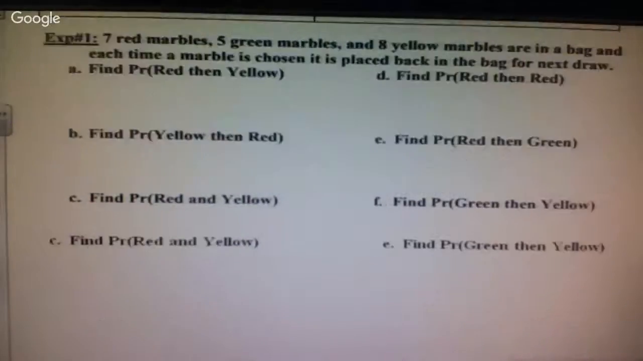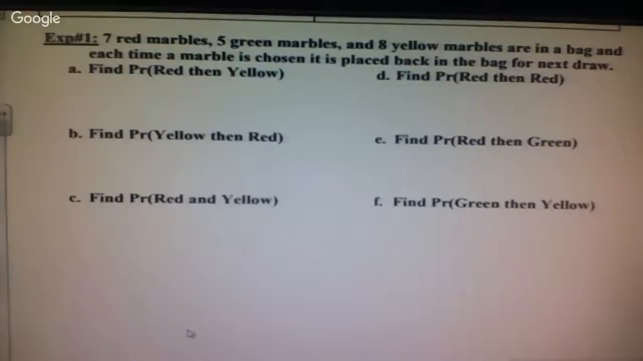Okay, so let's take a look. Let's take a look at this one. 7 red marbles, 5 green marbles, and 8 yellow marbles are in a bag. Each time a marble is chosen, it's placed back into the bag for the next draw. Would you consider this independent or dependent? Independent. All of these are independent. Why? It's placed back. It's going back in. It does not change my total.